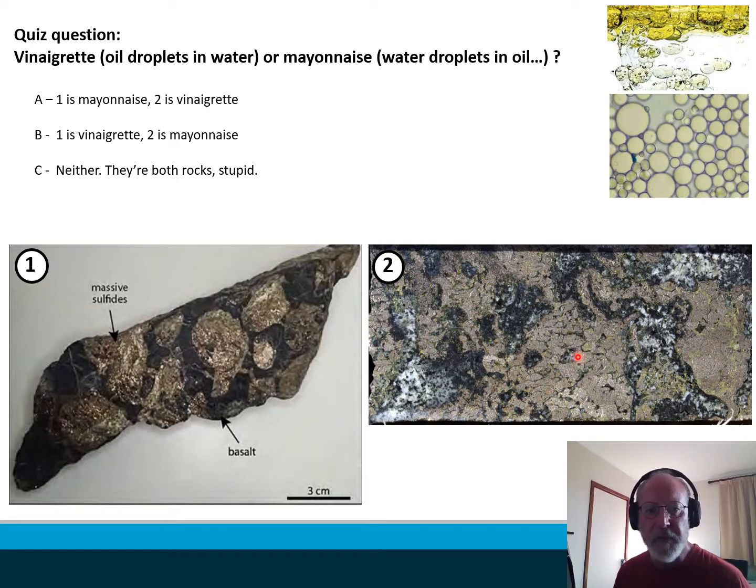So here's a couple of different emulsion textures. In one of them you've got massive sulfide blobs sitting in a matrix of silicate melt. So that's an emulsion with sulfide in silicate. Here, this is the one we just saw, the Norilsk example, you've got blobs of silicate melt sitting in a matrix of sulfide. So one of these is mayonnaise and one of them is vinaigrette. I'll leave it to you to work out which one's which.